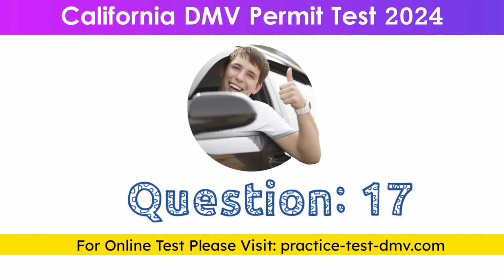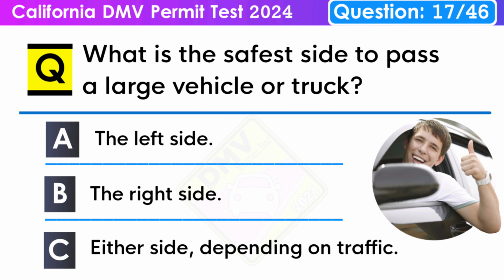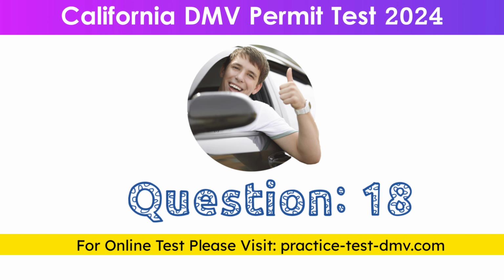Question 17. What is the safest side to pass a large vehicle or truck? A. The left side. B. The right side. C. Either side, depending on traffic. Correct answer, A. The left side. It is safest to pass large vehicles or trucks on the left side. The driver has better visibility on this side, and it helps you avoid the truck's large blind spots, making the passing maneuver safer.